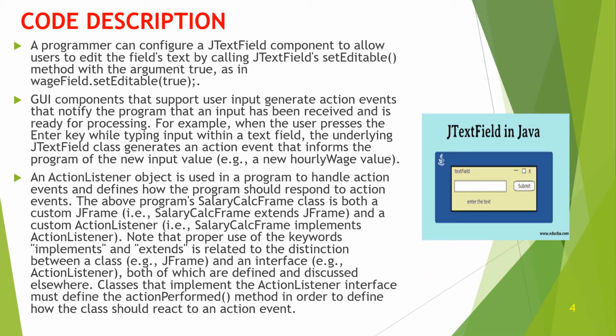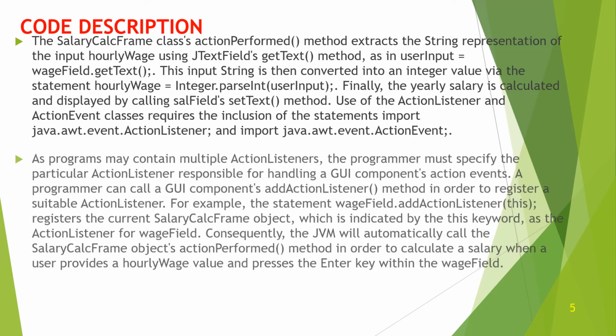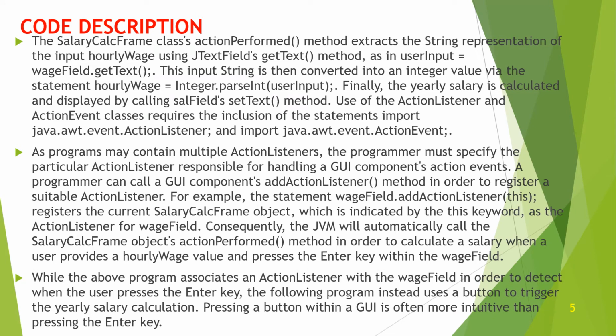Here you can see an example of JTextField. To give you more description about the code, you can use the getText method to get the text the user has entered. Finally, the input string is then converted into an integer value via another statement which uses Integer.parseInt, a default built-in function used to convert a string input to an integer.